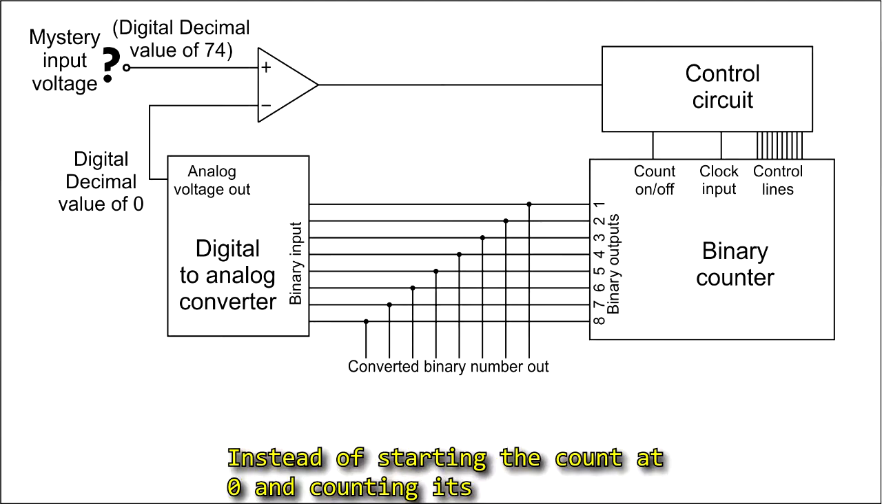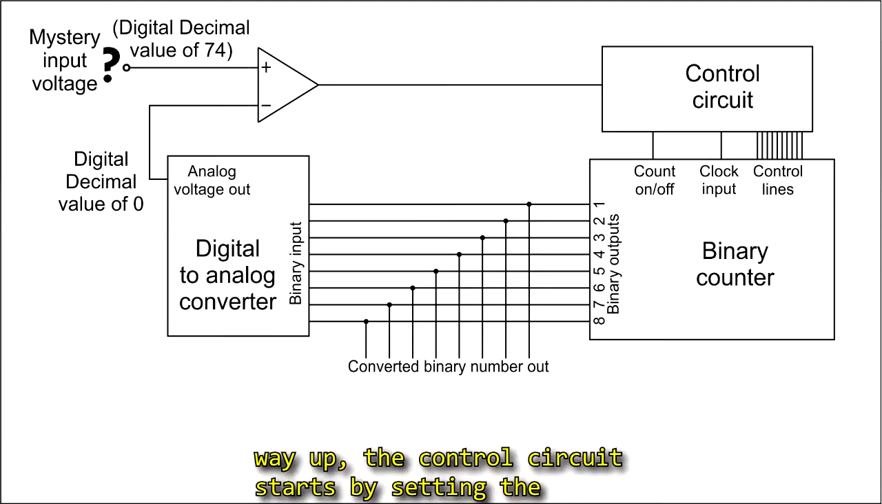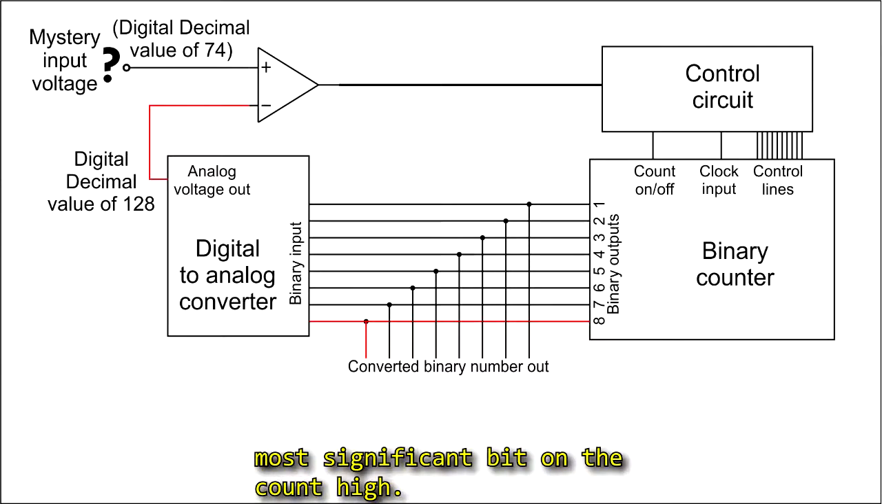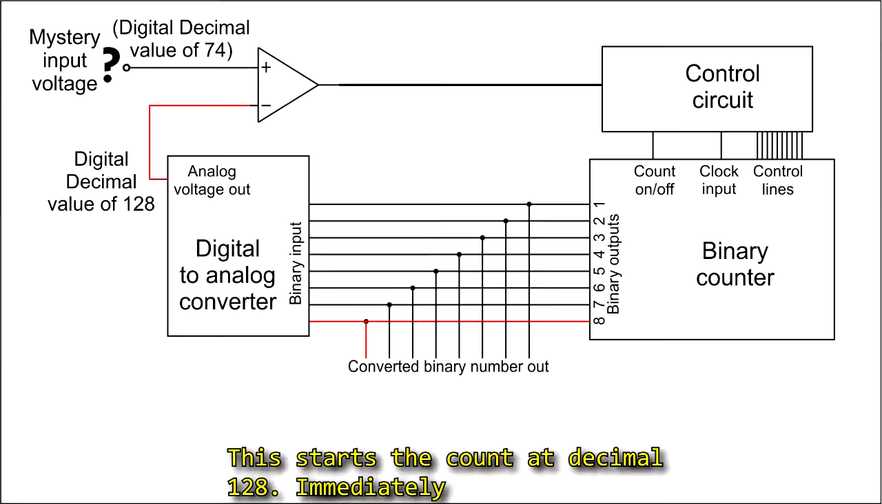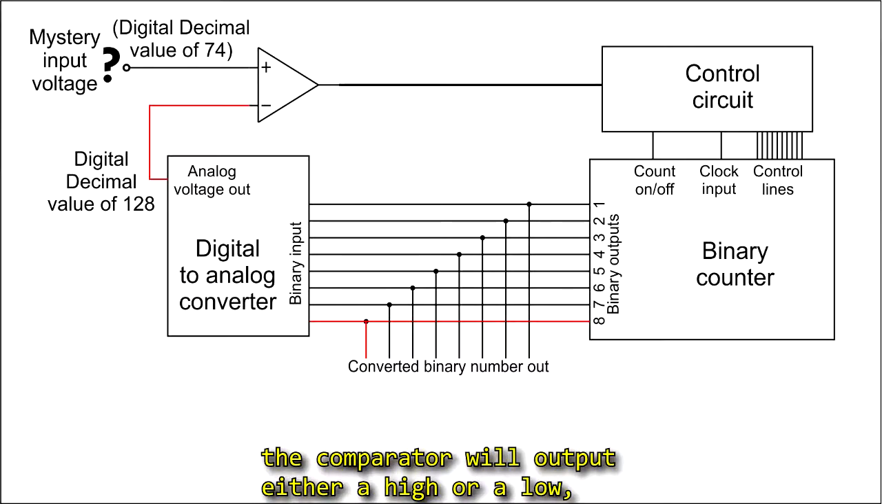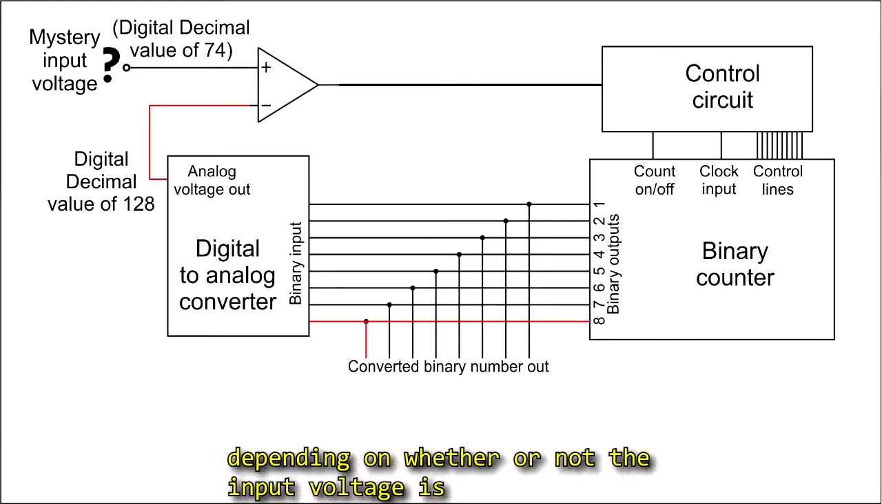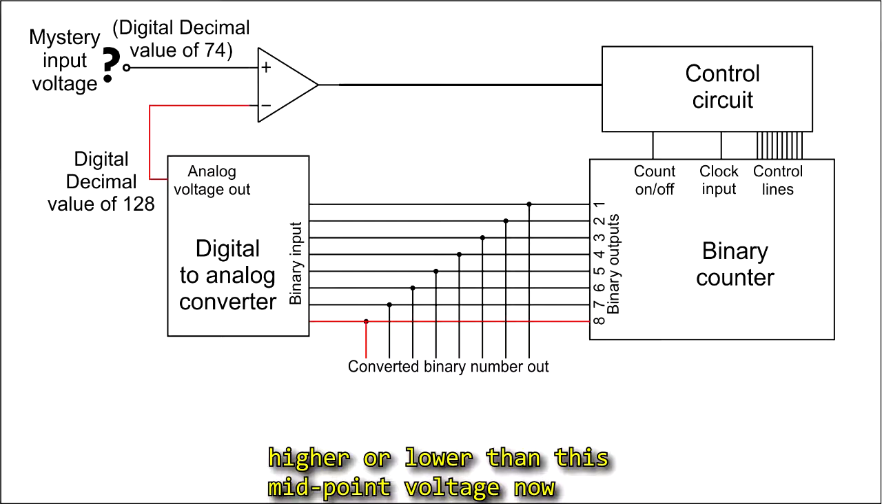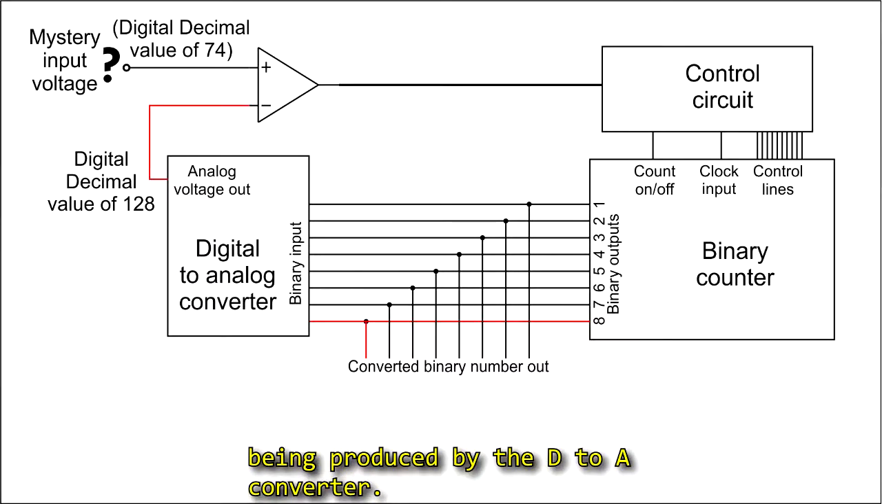Instead of starting the count at 0 and counting its way up, the counter control circuit starts by setting the most significant bit on the count high. This starts the count at decimal 128. Immediately the comparator will output either a high or a low, depending on whether or not the input voltage is higher or lower than this midpoint voltage now being produced by the D to A converter.